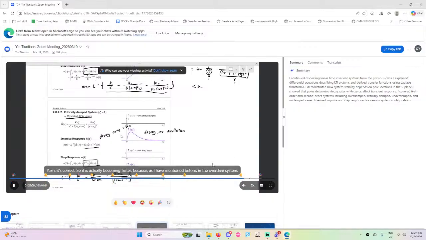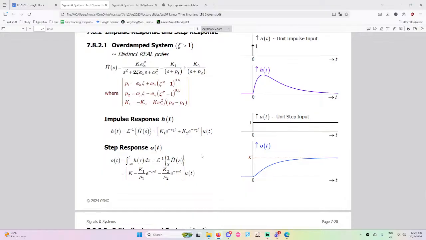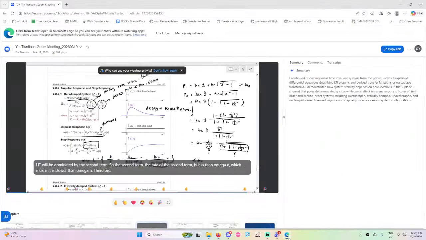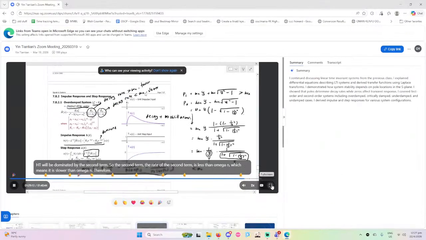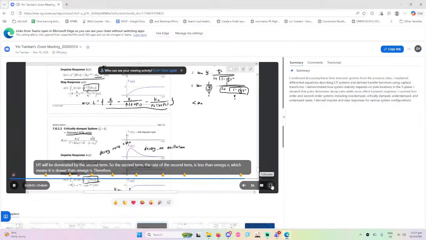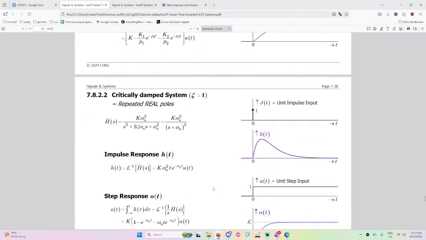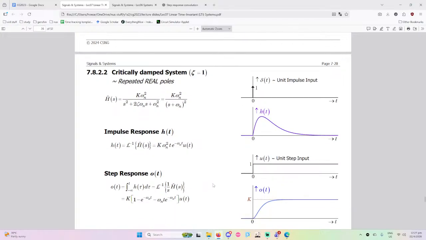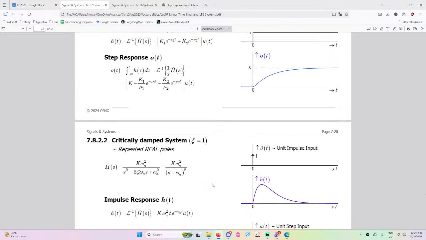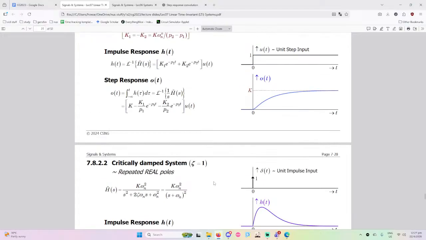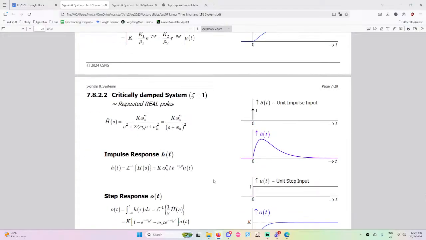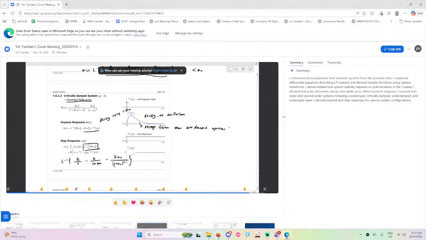Yeah, it's correct. So it is actually decaying faster because, as I have mentioned before, in the overdamped system, h(t) will be dominated by the second term. The decay rate of the second term is less than omega n, which means it is slower than omega n. Therefore, the critically damped system is the fastest, has the highest decay rate. So we can see that it decays faster than overdamped systems. Of course, we must have the same omega n. If we have the same omega n, then it is faster than the overdamped system.